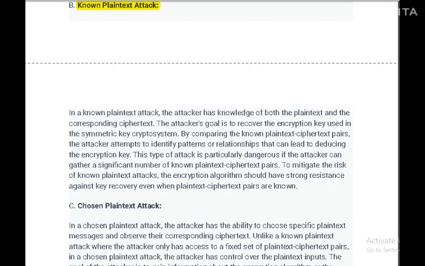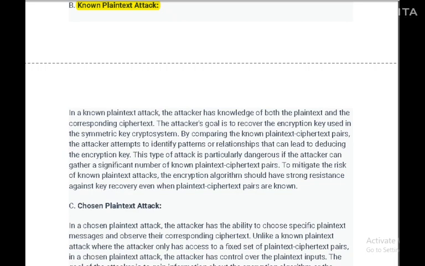And the second type of attack is the known plain text attack. In this type of attack, the attacker has access to both the ciphertext and plain text, and the main aim of the attacker is to generate the key that is used for the encryption and decryption process.